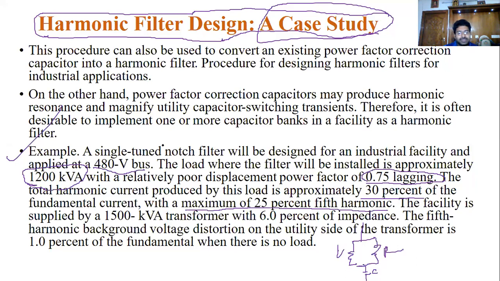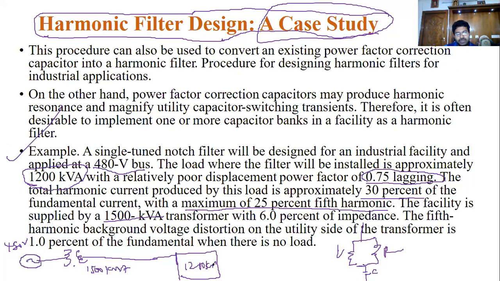For this system, now see this, we cannot confuse this one. This is the system. 480 volt system, you can use a transformer here. What is the transformer rating here? A 1500 kVA transformer we are using here. We can connect the load of how much? 1200 kVA load. How much harmonics are injected? 30% are injected. Which ones? Fifth order harmonics. Nearly 25% of the harmonics are fifth order harmonics. The transformer impedance is 6%. The fifth is 1% of fundamental when there is no load. So this is the case. This is the diagram.